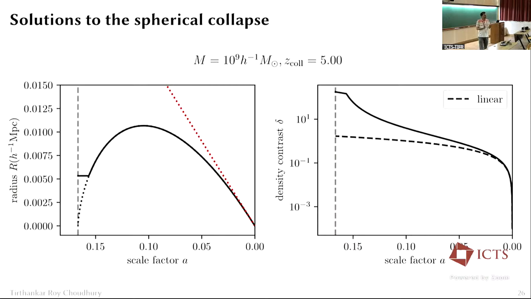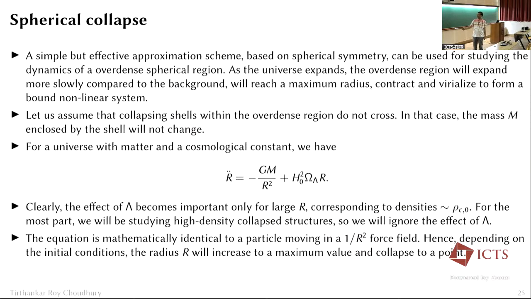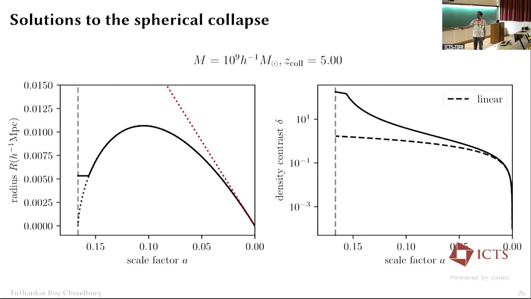But because it is slightly overdense, the density will grow. So gravity will take over and it will eventually decouple from the expansion of the universe. It will keep on expanding for some time, but not as fast as the background universe. It will come to a maximum radius and then it will turn over. After that point, it starts collapsing. This is the so-called spherical collapse. If I just solve this equation, it will collapse to zero. It will kind of become like a black hole.